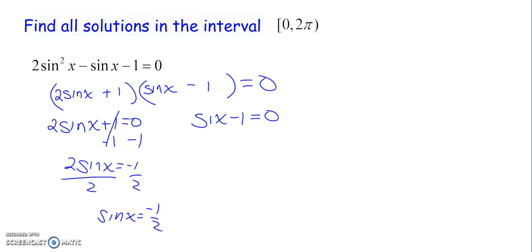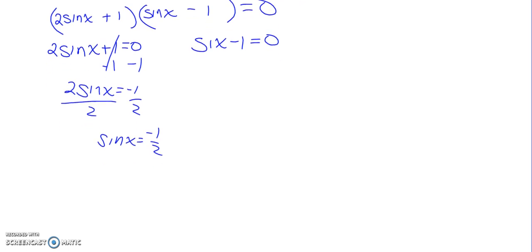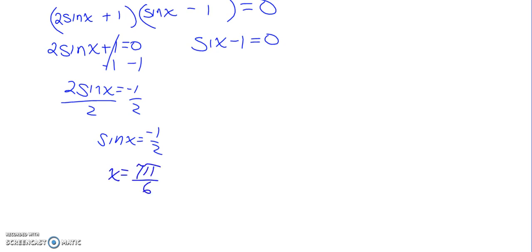That happens twice in the unit circle, which is actually the only two places I need to talk about here, because notice the change in directions. So where is sine negative? It happens at 7 pi over 6, and it also happens at 11 pi over 6. And then for the other part, I go back to my second equation: where is sine x equal to 1? That only happens once on the unit circle, and it happens when x is equal to pi over 2.